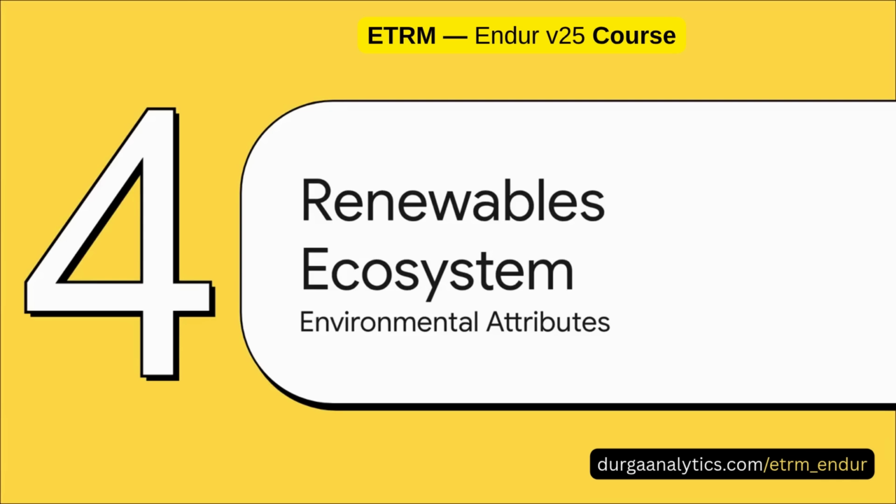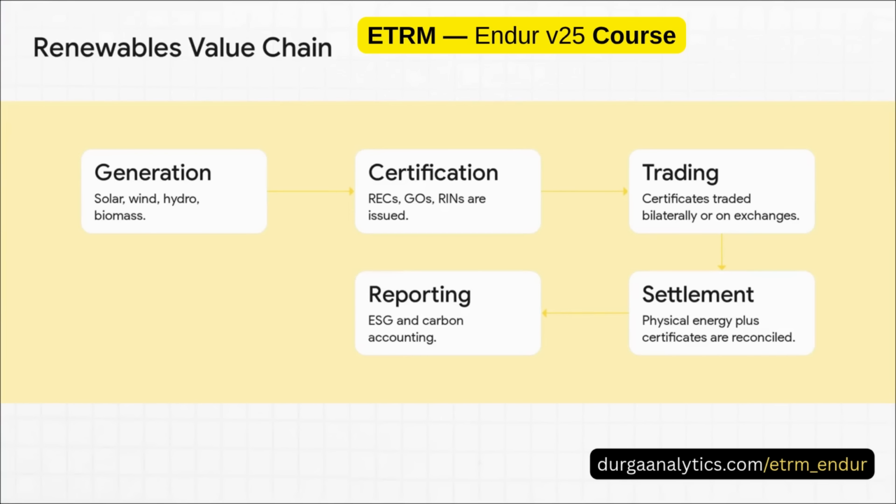And finally, we get to the newest player on the field, and in many ways the most complex, the renewables ecosystem. What makes this value chain so unique is that we are trading two different things at the same time: the physical energy and its environmental attribute. So, here's the key insight you have to grasp. When a wind turbine generates 1 megawatt-hour of green electricity, it also creates a second, entirely separate, tradable asset, a Renewable Energy Certificate, or REC. A modern ETRM system like Endur has to manage both.